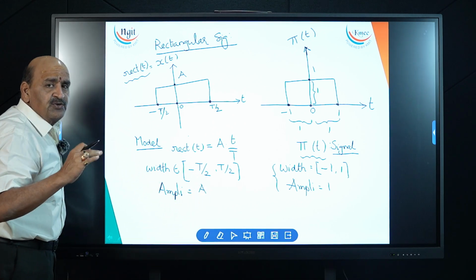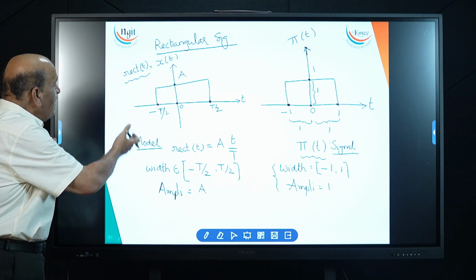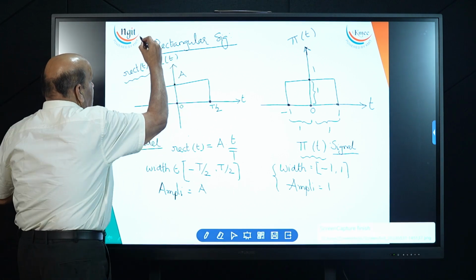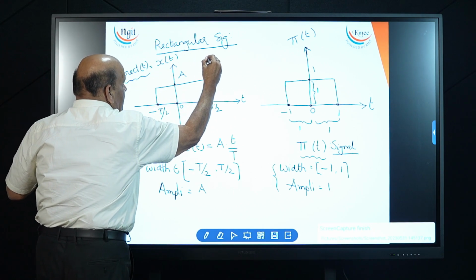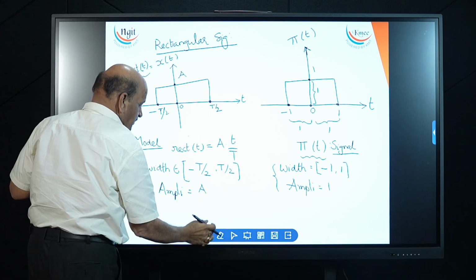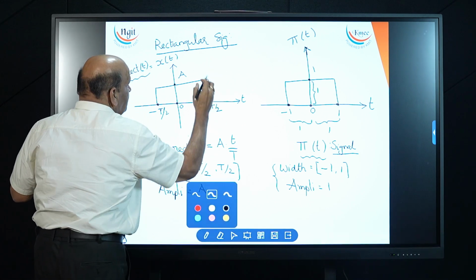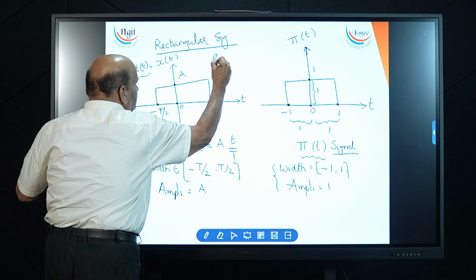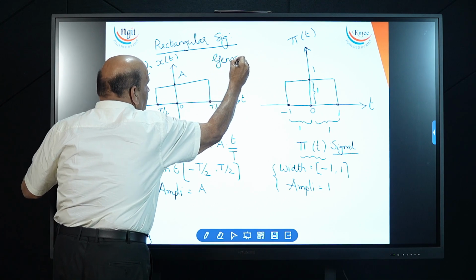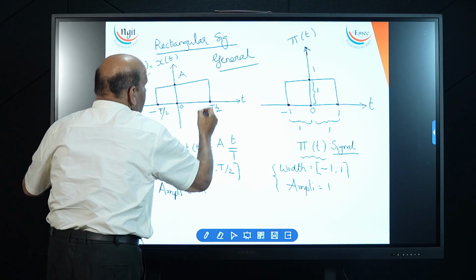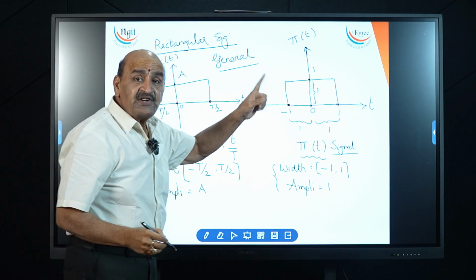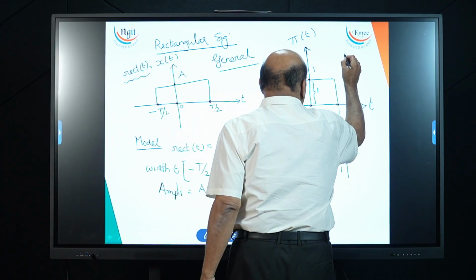Amplitude can be 1, 2, 3, 4, 5, anything. That is called general. This is generalization. This is a general concept. But this is a specific. This is a specific concept.